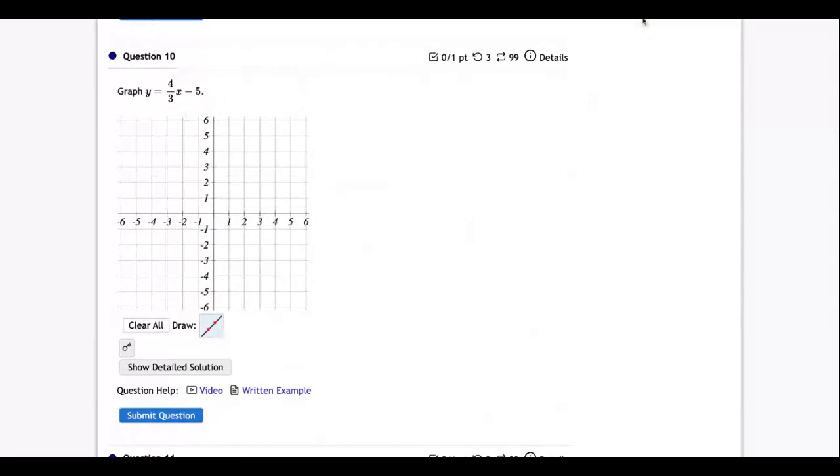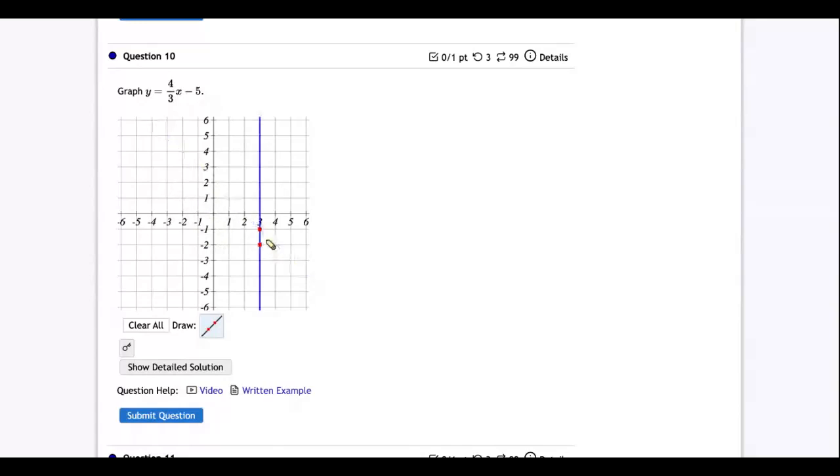You just find two points to graph, and then find a third point as a checkpoint. So you assign x any value you want. You can assign x to be 3 or 6, because you don't want to deal with this fraction. If x is 3, 3 times 4 over 3 is 4. 4 minus 5, that's -1. So (3, -1) is one point.